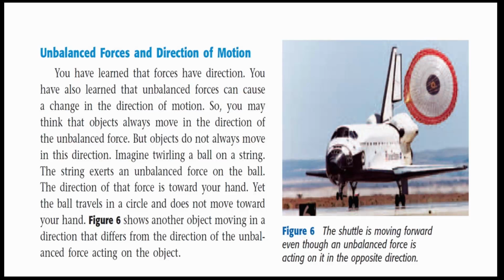Imagine twirling a ball on a string. The string exerts an unbalanced force on the ball. The direction of that force is toward your hand, yet the ball travels in a circle and does not move toward your hand. Figure 6 shows another object moving in a direction that differs from the direction of the unbalanced force acting on the object.